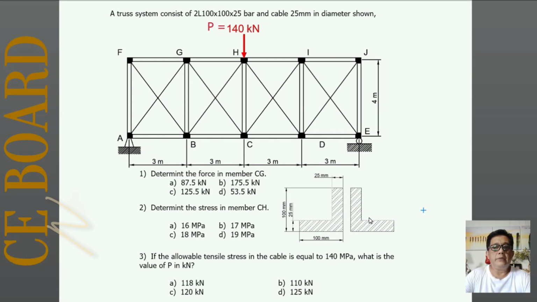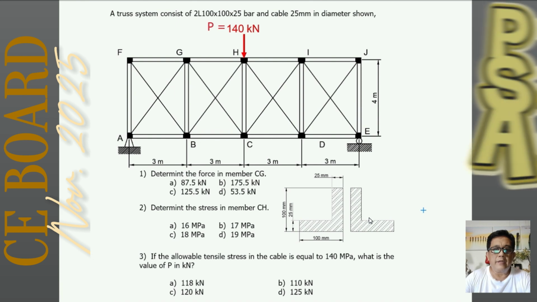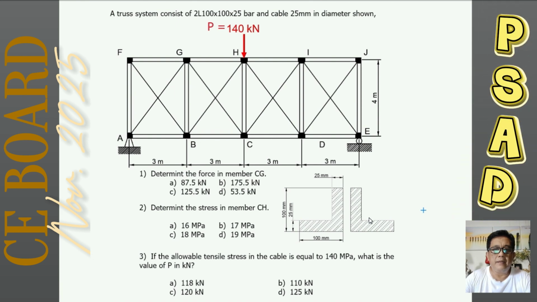Seaboard, November 2025. A truss system consists of two angles 100 by 100 by 25 bar and cable 25 millimeters in diameter shown. Number 1, determine the force in member CG. Number 2, determine the stress in member CH. And number 3, if the allowable tensile stress in the cable is equal to 140 megapascal, what is the value of P in kilonewtons?